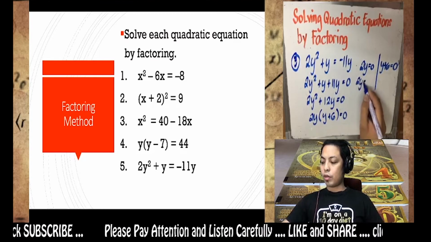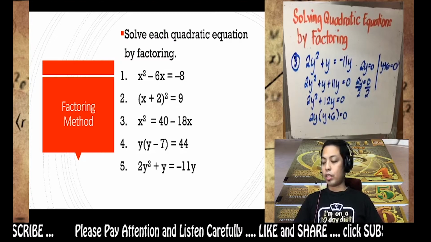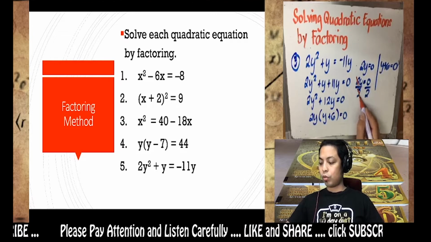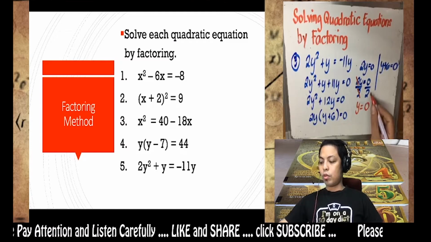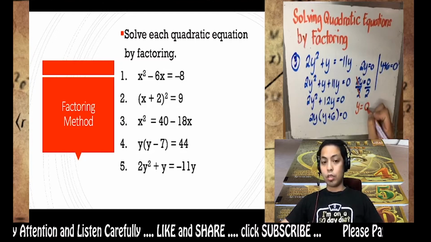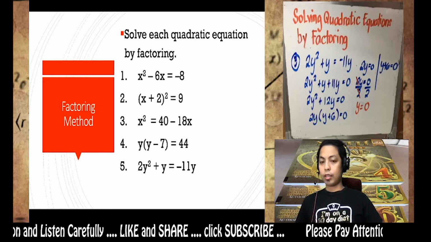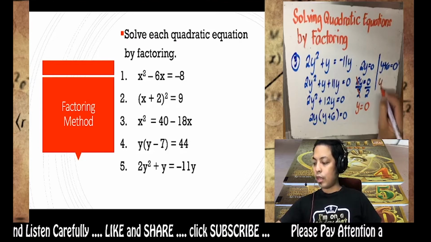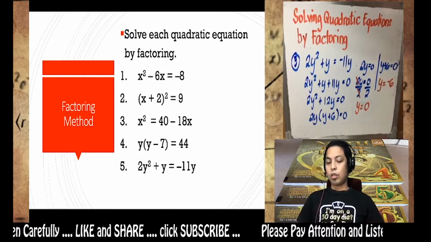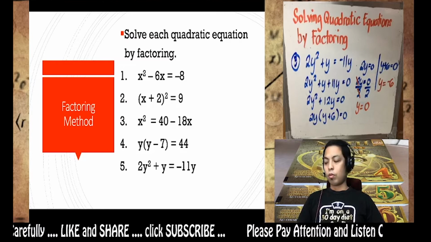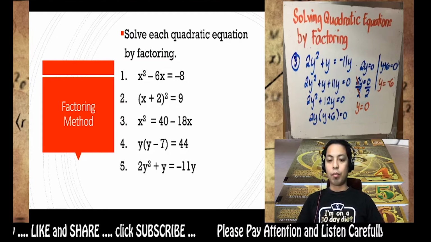So, 2y is equal to 0. Divide both sides by 2 para matanggal natin si 2 dyan. So, y is equal to 0. 0 divided by 2 is 0. Sa kabila naman, meron tayong y plus 6 is equal to 0. So, ang gawin lang natin, y is equal to negative 6. Lumipat lang siya sa kabila. So, our answer is y is equal to 0 or y is equal to negative 6. That's the answer for number 5.